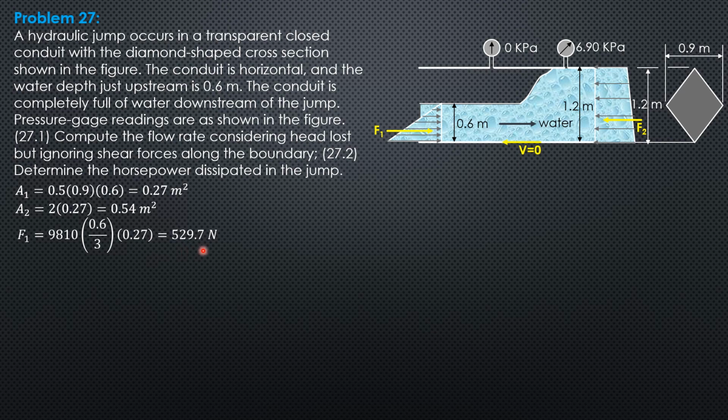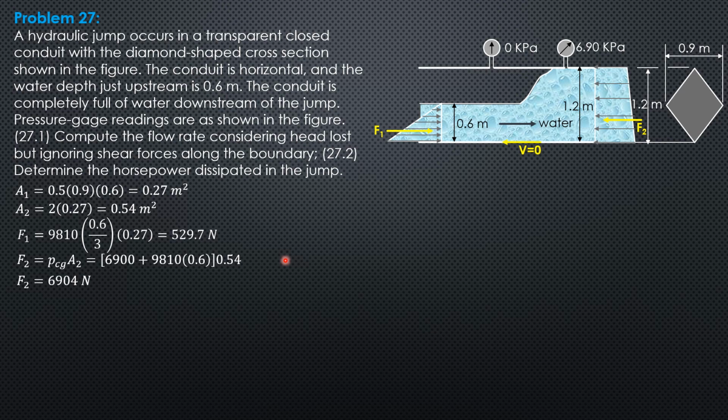While F2 is pressure at centroid times area 2, because there is pressure here. So 6,900 pascals plus 9,810 times 0.6 to the centroid of area 2. That's 0.6. So that's the pressure at the centroid. Then area 2 is 0.54. So F2 is 6,904 newtons.